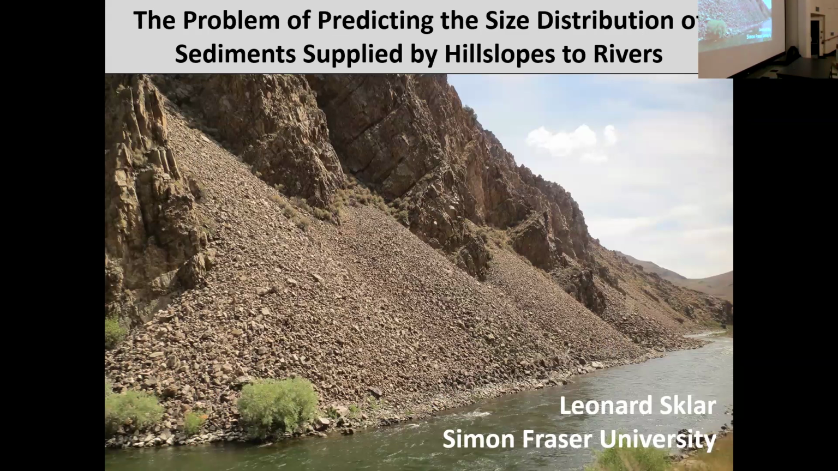I have an argument to make to you today, which is that the size of the sediment particles that are produced on hill slopes and delivered to rivers are key to landscape evolution. And this phenomenon of production of grain sizes that vary is something that people have not investigated systematically, despite really centuries of the opportunity to do so.